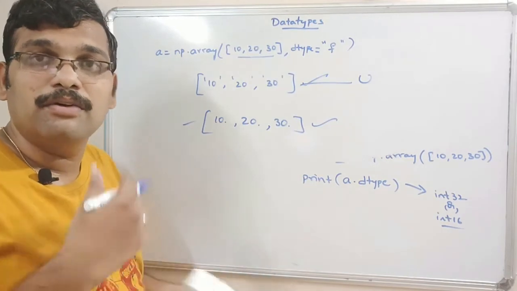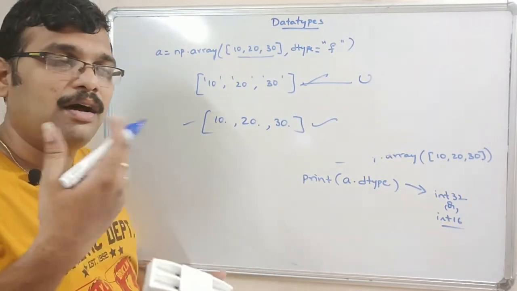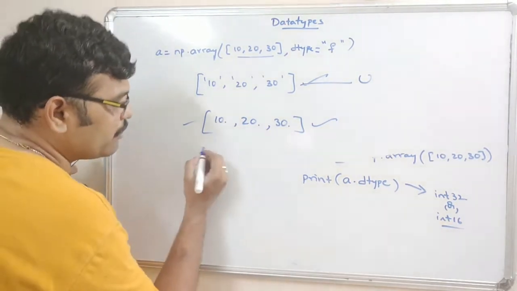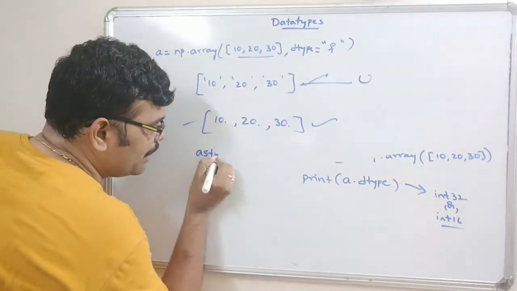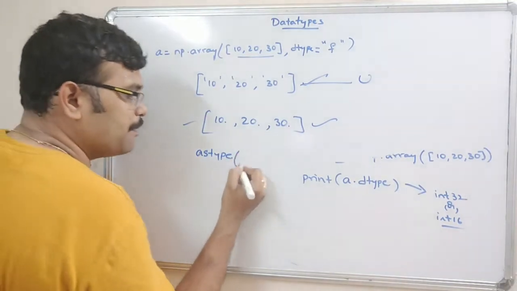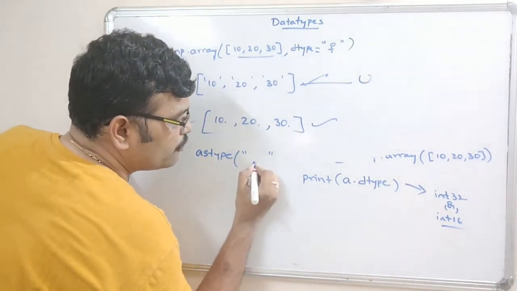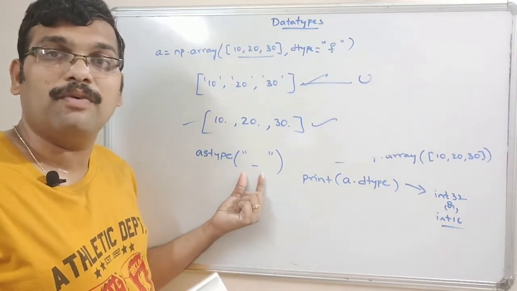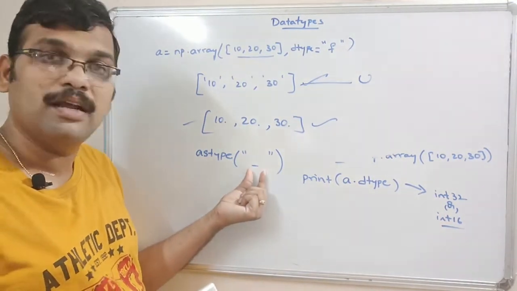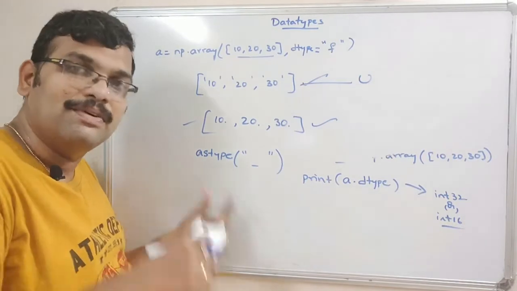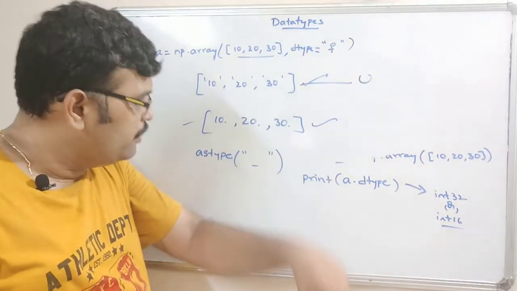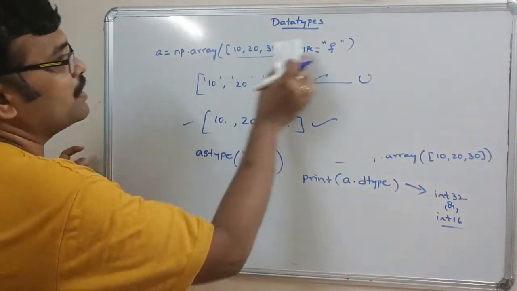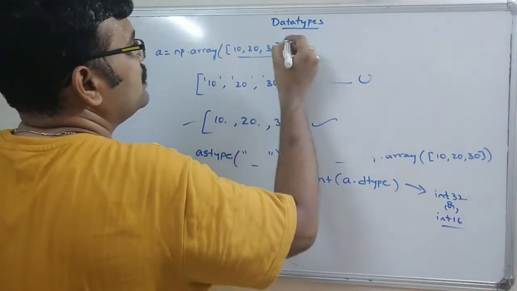Or if you want to use an additional, external function for the type conversion, we have a function called astype. So astype, and here we have to give the character, right? Whatever data type we require to convert to should be written here, and this function will convert the given array into this specified data type. Okay, see, for example, take the same thing.